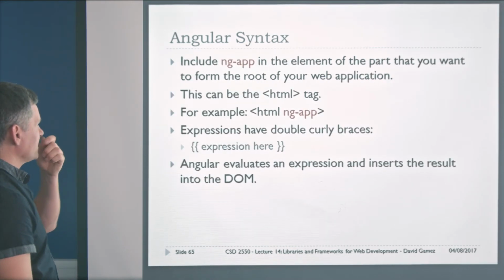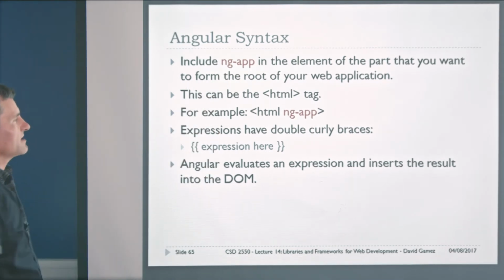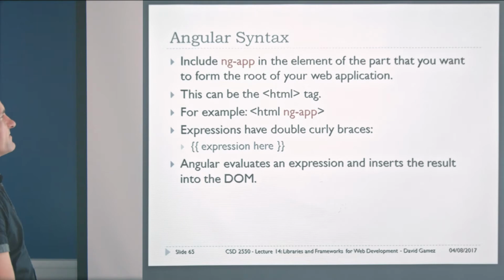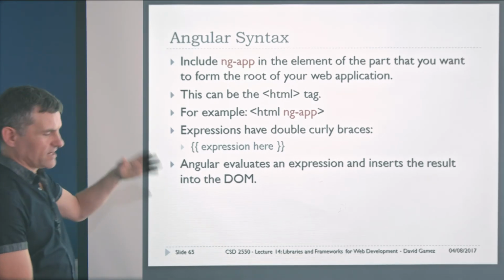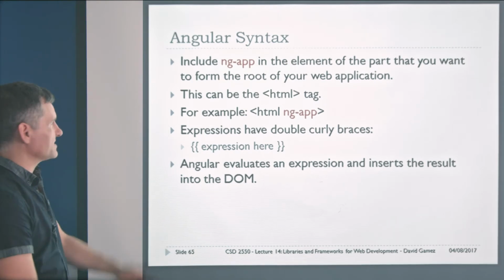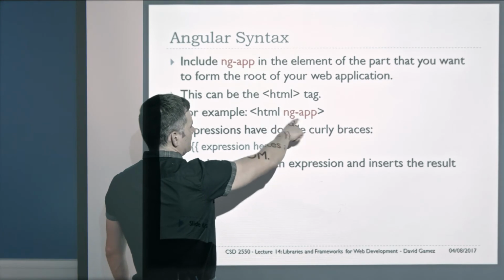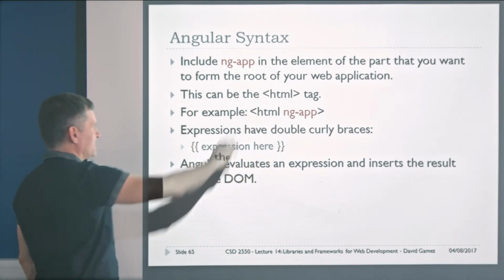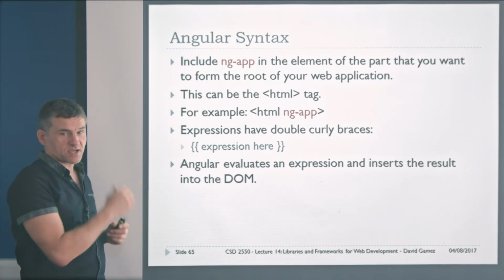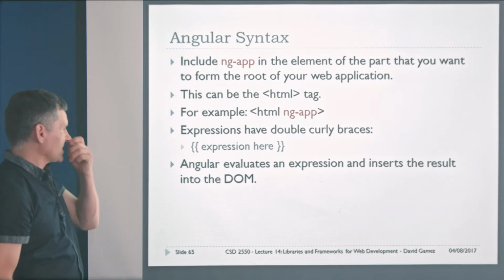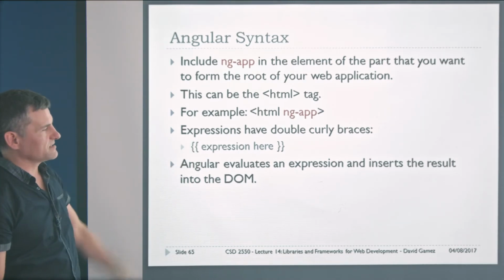So to make it work, you need to include this ng-app attribute in the element of the part of your HTML that you want to form the root of your web application. So this can be the HTML tag, or it could be a div that's further inside your HTML. So if you wanted to make the whole page a web app, we'd say HTML ng-app. Then Angular has these expressions in double curly braces. And then what Angular does is it evaluates these expressions and inserts the result into the document object model.